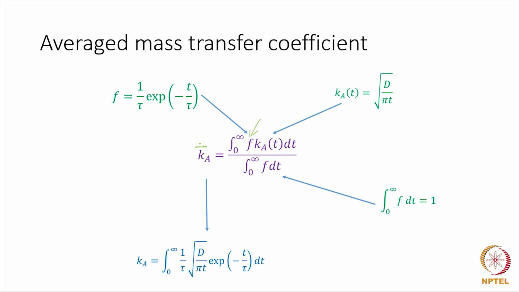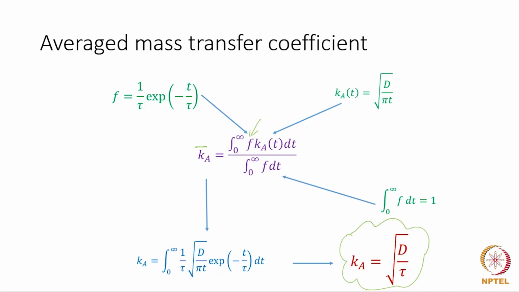And in the denominator, the probability when summed up over infinite time is actually 1, so there is nothing in the denominator. So when we evaluate this by substituting, we write the expression as k is equal to integral 0 to infinity 1 by tau root of D by pi t into e raised to the power of minus t by tau dt. And this, when we evaluate, we get the answer as root of D by tau. So you can now see that it is actually the square root of D and not D itself that is coming as a proportionality for the mass transfer coefficient.